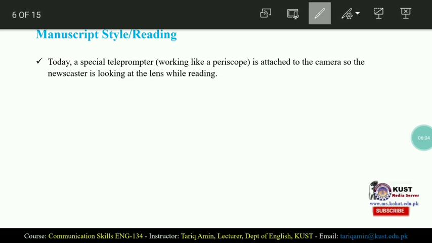Today, a special teleprompter working like a periscope is attached to the camera so the newscaster is looking at the lens while reading. Whenever we see a newscaster, they look directly at the camera and read from there. Actually, along with the camera, they keep a teleprompter which works like a periscope, and they read from that.